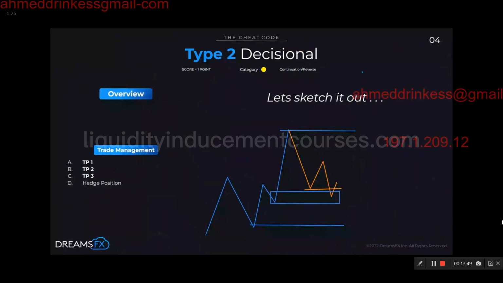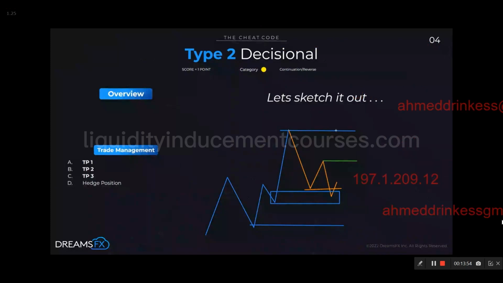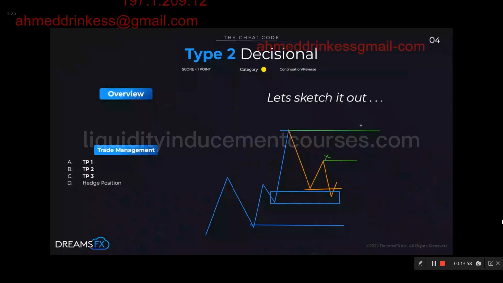So here, and then of course your management, how are you going to manage your position? Management is going to be TP1, TP2, TP3 again. TP1, take off 10%, your TP2 is going to be that 60, 70, TP3 will be 20, 30.